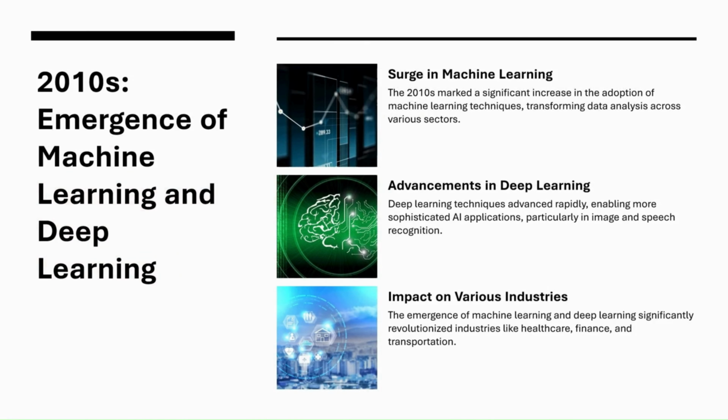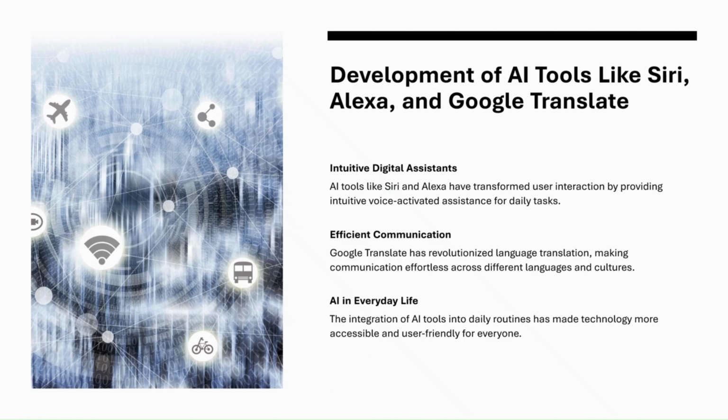In 2010, machine learning and deep learning grew quickly. These techniques changed how AI was used in many areas like healthcare, finance, and transportation. AI tools like Siri, Alexa, and Google Translate brought AI into daily life. They gave people easy-to-use digital helpers that made tasks faster and more convenient.